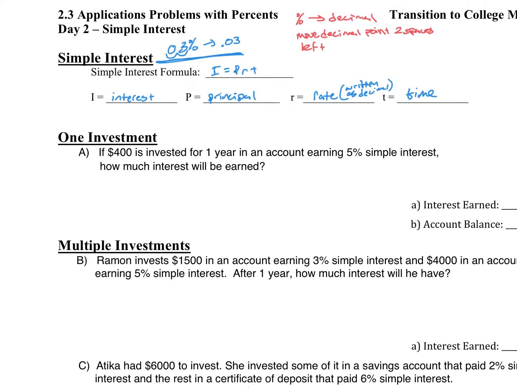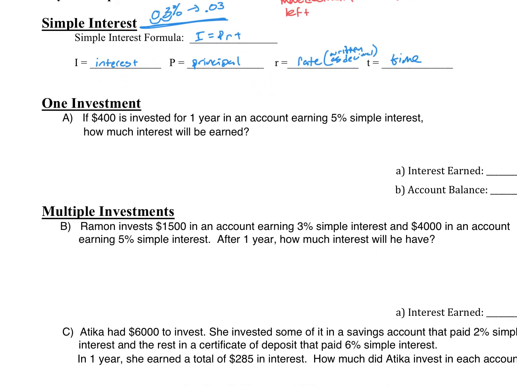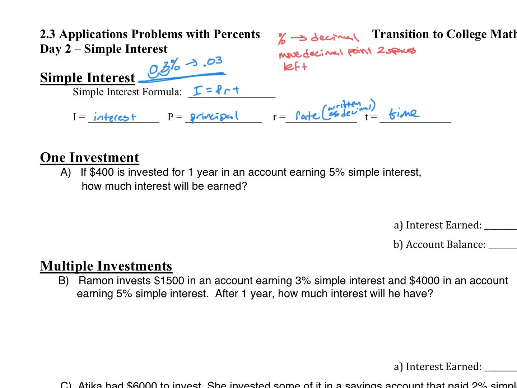So, first question here, it says $400 is invested for 1 year in an account earning 5% simple interest. Key points here is $400, it's invested for a year, and we're earning 5% simple interest. Now, remember, these are the things that we want to be looking at when we're doing our problems. We want to be looking at the interest, the principal, the rate, and the time. Okay? We're going to need 3 of those to figure out the 4th. So in this particular problem here, they're telling us that $400 invested, that's going to be our principal. 1 year, that's going to be our time. And an account earning 5% simple interest, that's going to be our rate. Now we will have to change it to a decimal. We'll do that in a second.